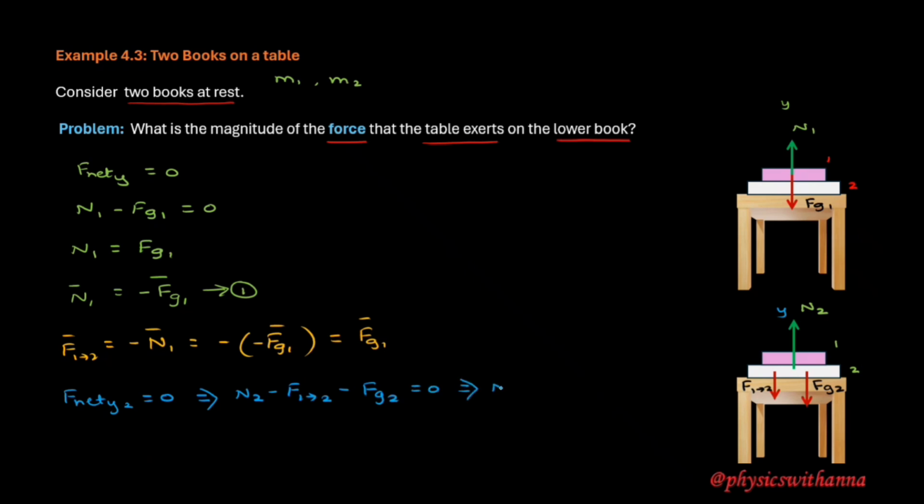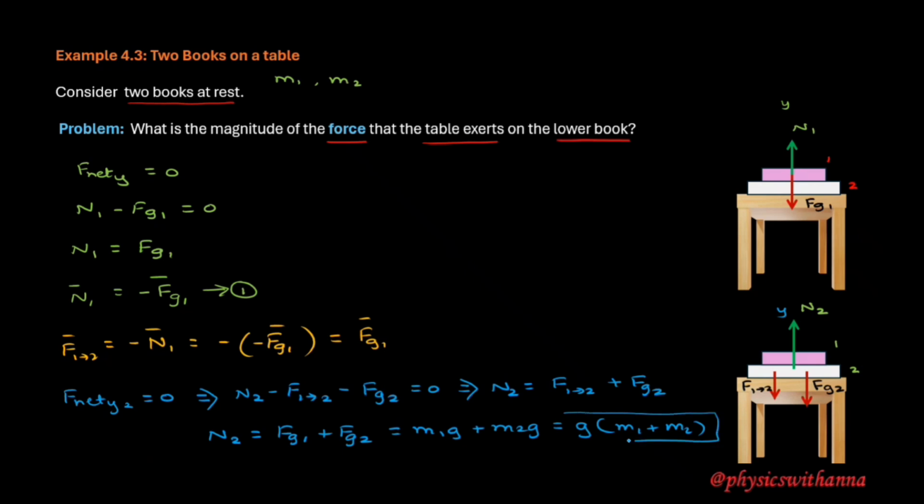So that will give me the normal force N2 equals F12 plus Fg2. And we know that F12 is equal to Fg1. So I can write the magnitude of the force the table exerts on book 2 to be equal to Fg1 plus Fg2, which is nothing but the weight of the two books, which we can write as M1g plus M2g, or that will be equal to g times M1 plus M2. So this is the magnitude of force.